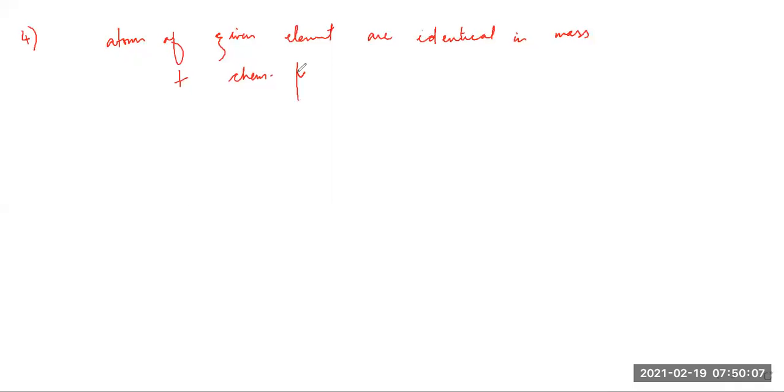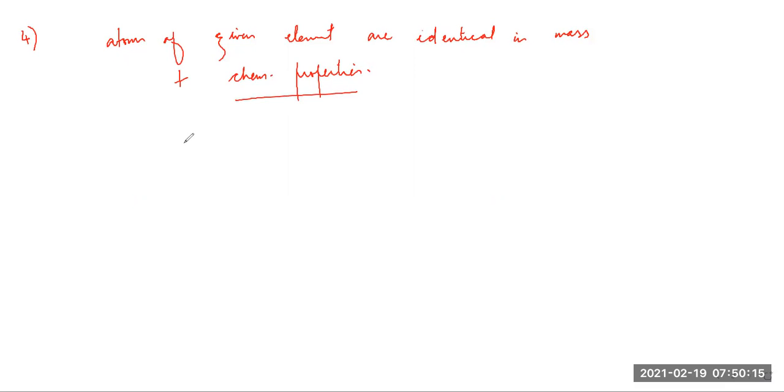So now we will go to the fourth postulate of Dalton. It says atoms of a given element are identical in masses. I'll write here: atoms of a given element are identical in mass as well as chemical properties. Very, very important. Chemical properties.